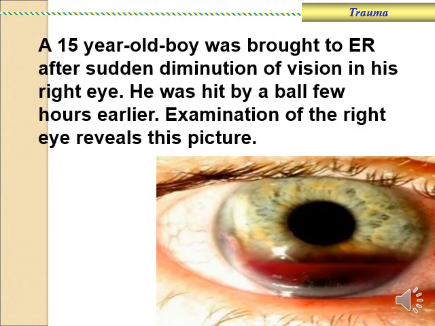This 15-year-old boy was brought to the ER after sudden diminution of vision in the right eye. He was hit by a ball a few hours earlier. What do you see in this photo? What is your diagnosis? How would you treat such a case? Is there a special position for this patient?